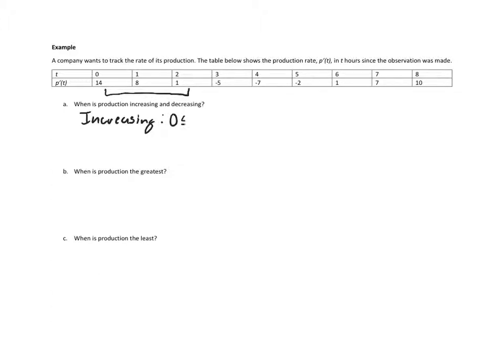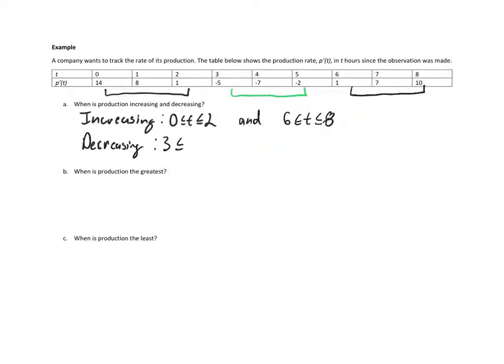So what I would say is we are increasing during this stretch here. When 0 is less than or equal to t is less than or equal to 2. And we're increasing in another spot. We're increasing over here. So from 6 less than or equal to t less than or equal to 8. We are decreasing only during one stretch. I'd say we're decreasing during this stretch here when the derivative is negative. So we're decreasing when 3 is less than or equal to t is less than or equal to 5.